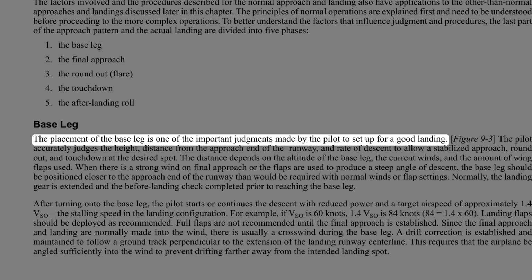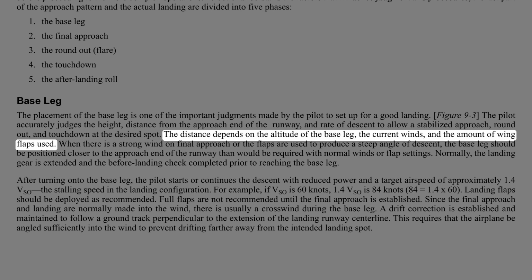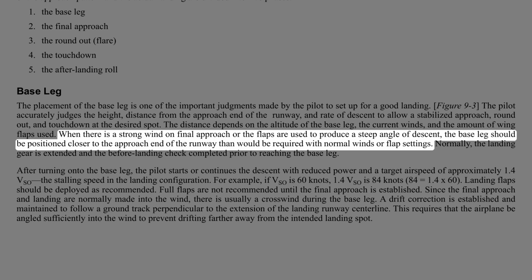Base leg. The placement of the base leg is one of the important judgments made by the pilot to set up for a good landing. The pilot accurately judges the height, distance from the approach end of the runway, and rate of descent to allow a stabilized approach, roundout, and touchdown at the desired spot. The distance depends on the altitude of the base leg, the current winds, and the amount of wing flaps used. When there is a strong wind on final approach or the flaps are used to produce a steep angle of descent, the base leg should be positioned closer to the approach end of the runway than would be required with normal winds or flap settings.